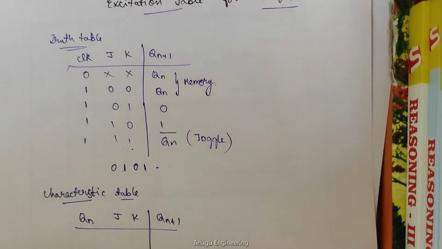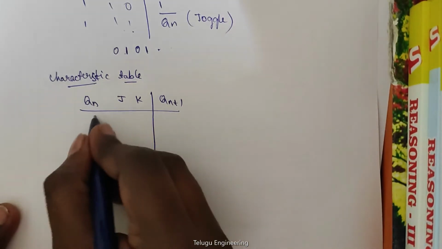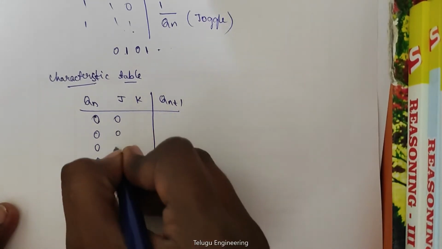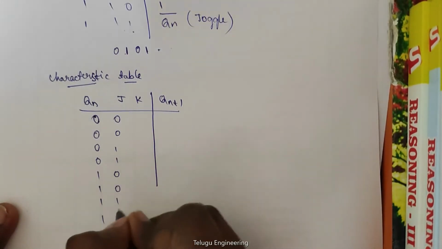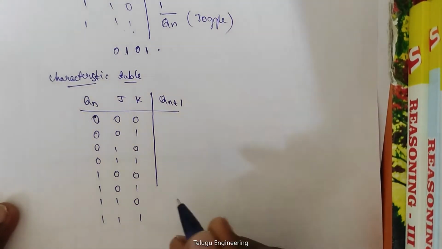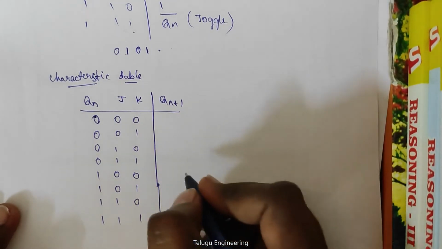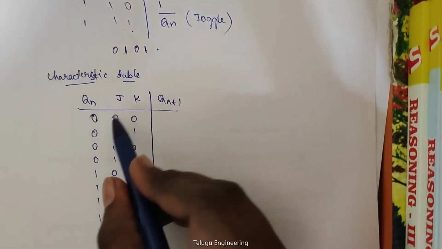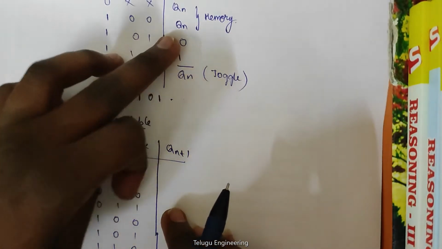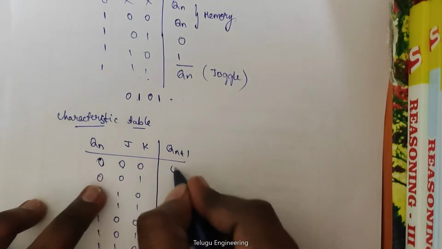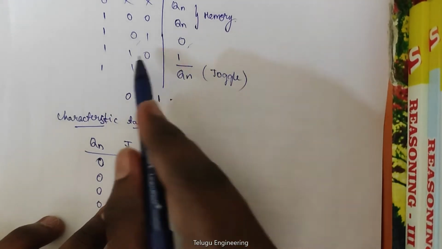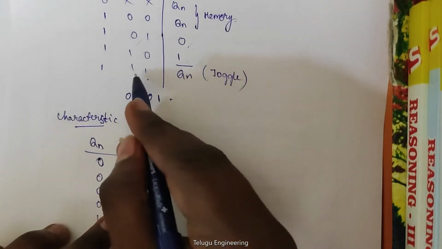As you know, for 3 inputs we'll be getting 8 different combinations, that is 0 0 0 0 1 1 1 1, 0 0 1 1 0 0 1 1, and 0 1 0 1 0 1 0 1. Now we'll be finding the next state, that is Qn plus 1. So when you have 0 0, as you can see in the truth table, the output is Qn. The Qn is 0, so we'll be getting 0. When you have 0 1, the output is 0, so we'll be having 0. When you have 1 0, the output is 1. When you have 1 1, it's Qn bar.